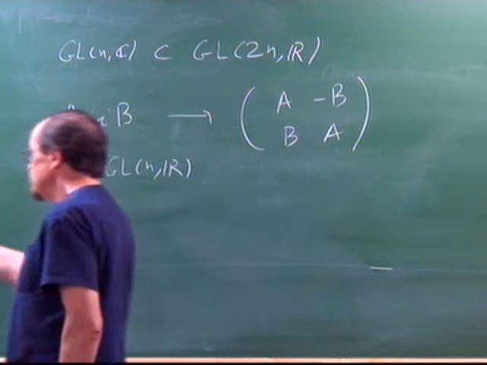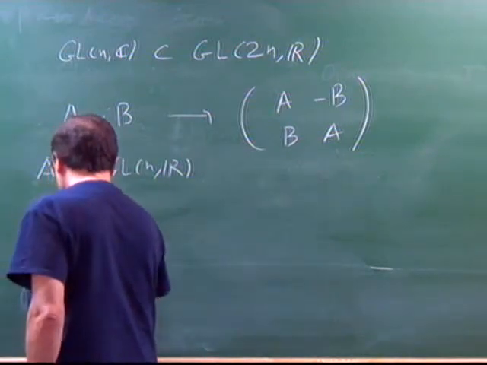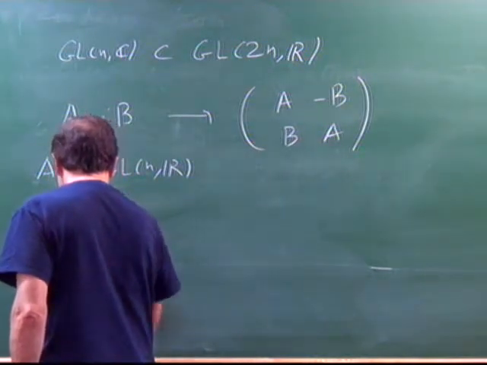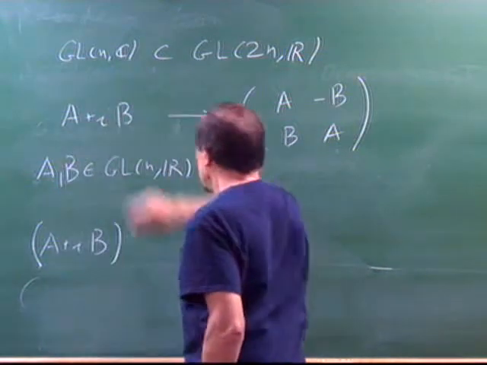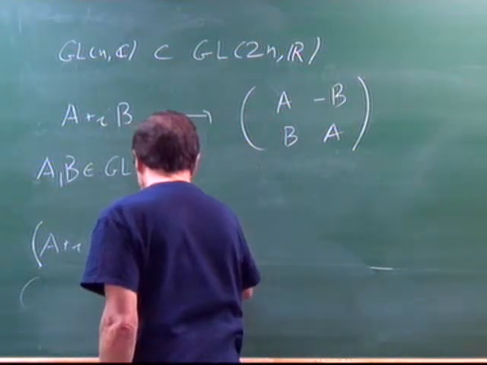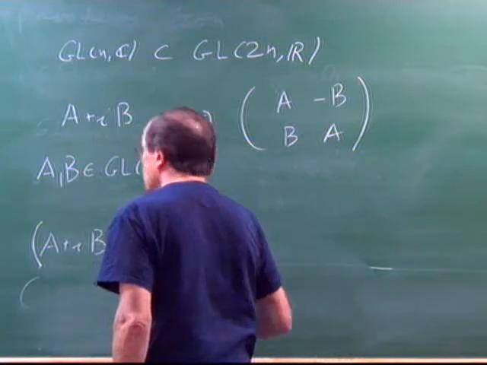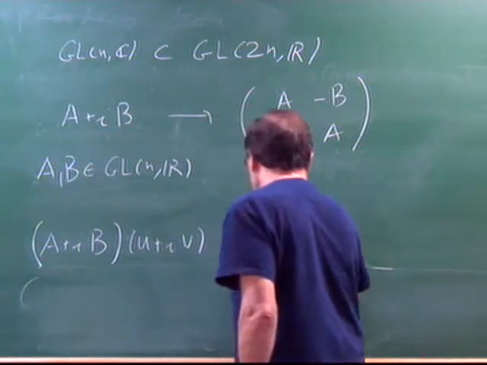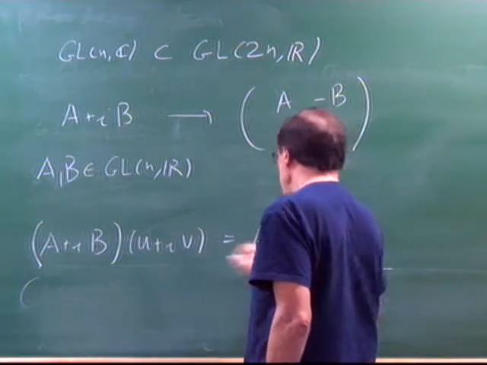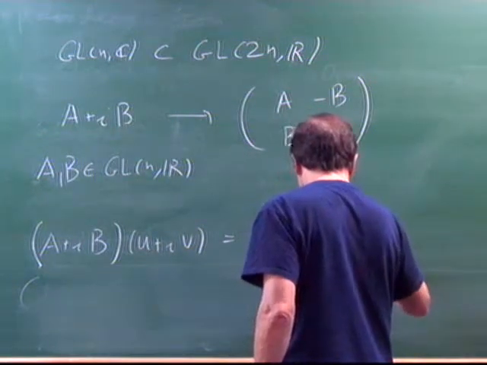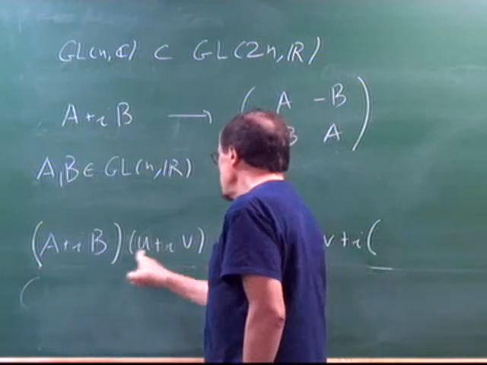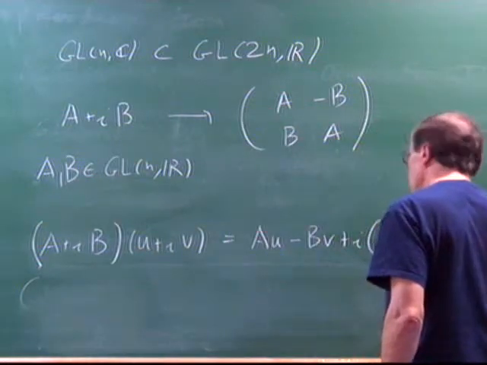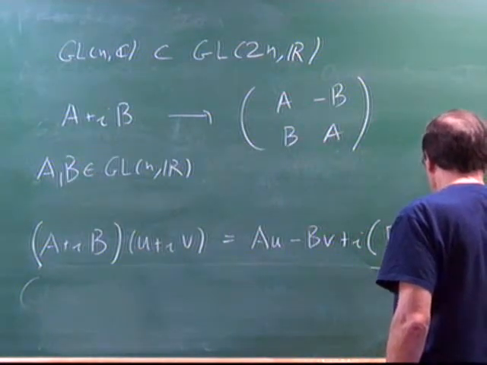If you take this, take A plus iB, that's my matrix, on the left-hand side here. I will let it operate on u plus iv. That's my vector in C^n. So it becomes Au minus Bv plus i times Bu plus Av.